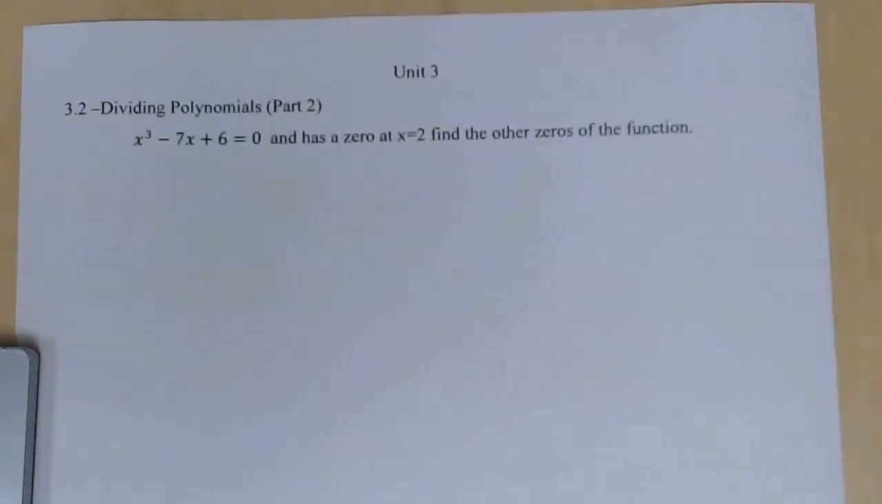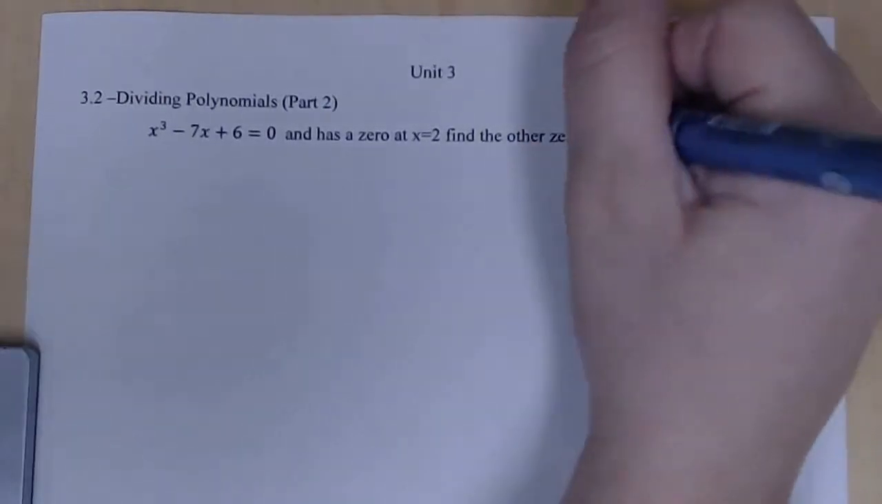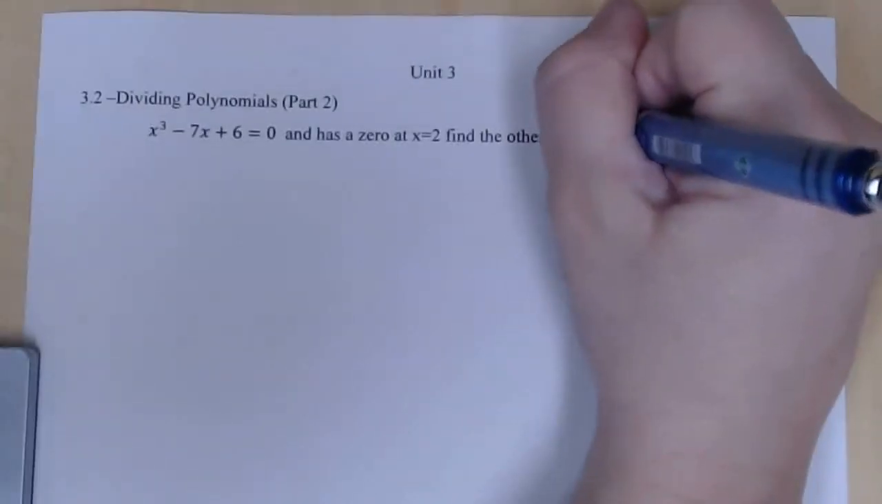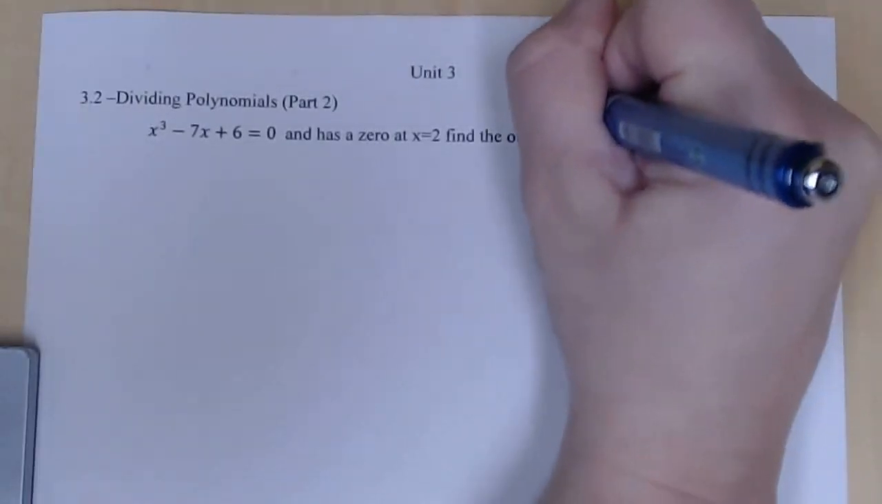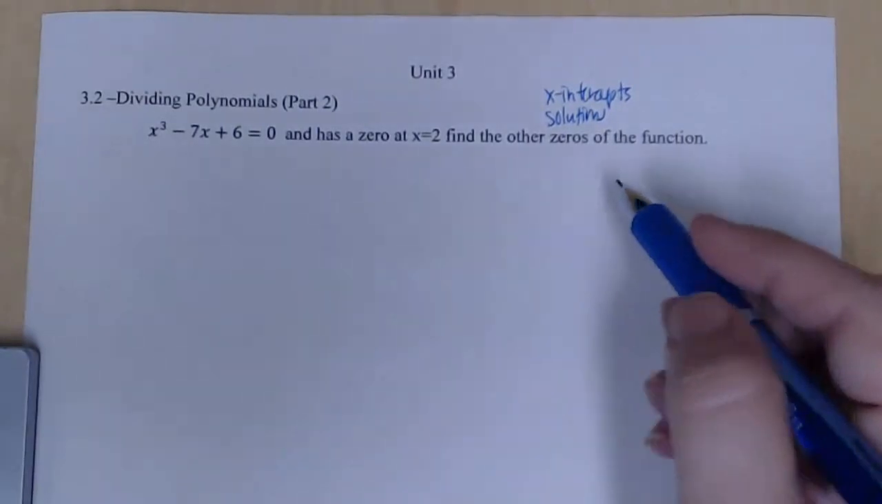Let's do another one. It says x cubed minus 7x plus 6 is equal to 0 has a zero at x equals 2. Find the other zeros. Remember, when you're looking at zeros, these are also called solutions. These are also your x-intercepts. So we're still finding zeros or x-intercepts of a function.